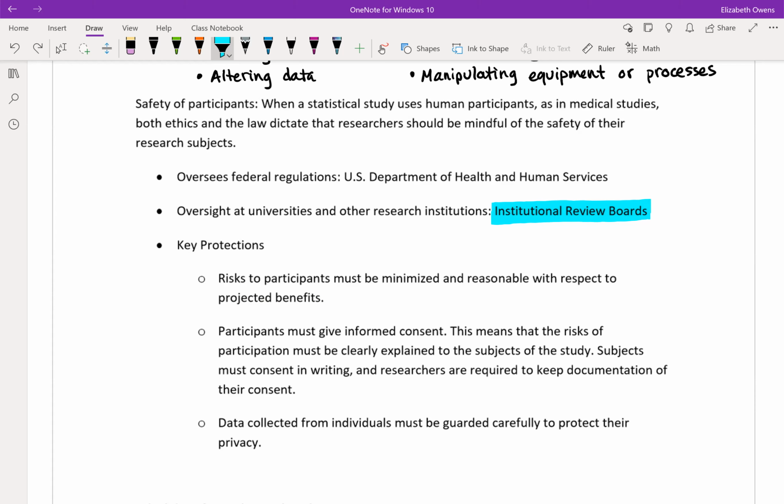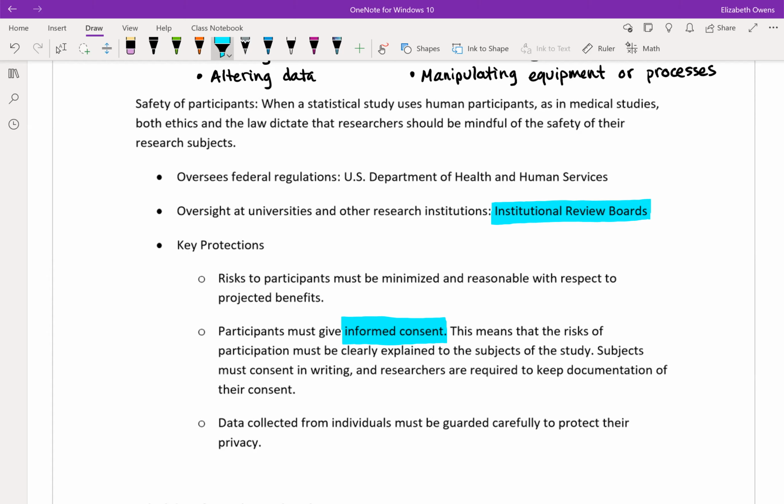And then that also really ties into this next idea. Participants must give informed consent. This is huge. Anyone participating in the study needs to have the risks clearly explained, and they must consent in writing. And as a researcher, you need to keep documentation of that consent. People need to know what they're getting into, and they need to know what the risks and benefits are going to be. And then lastly, data collected from individuals must be guarded carefully to protect their privacy.